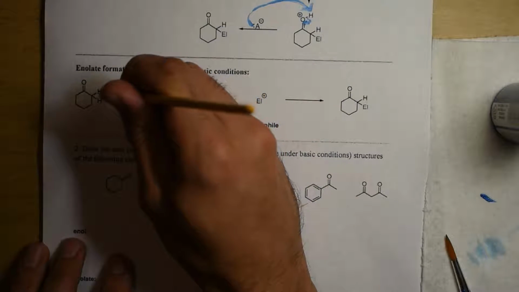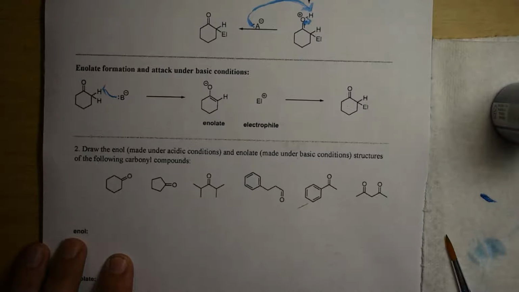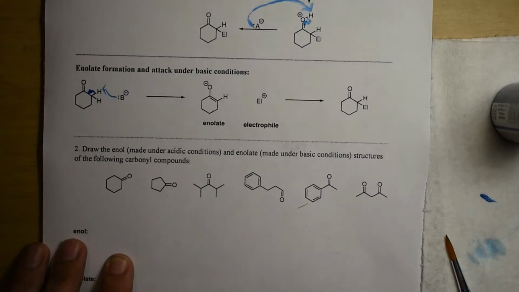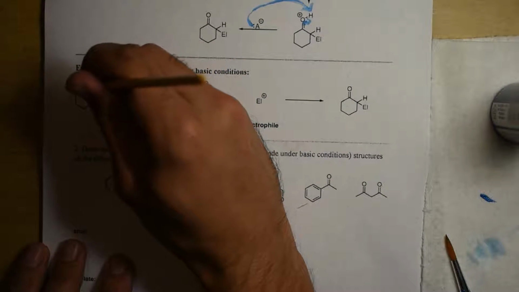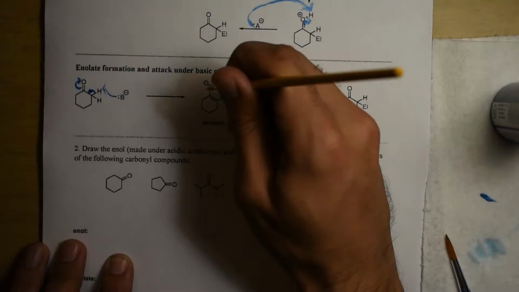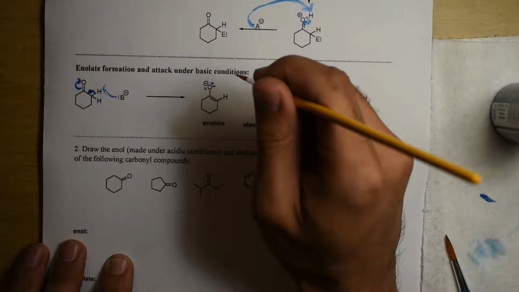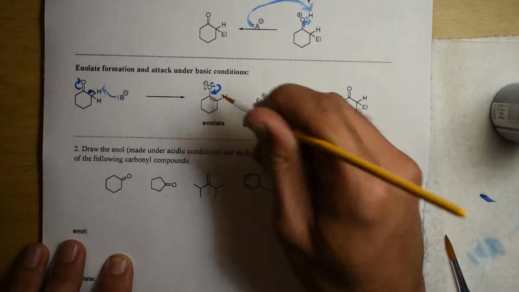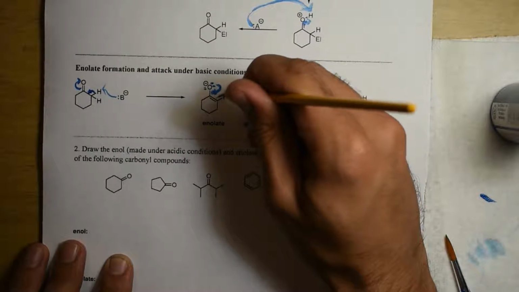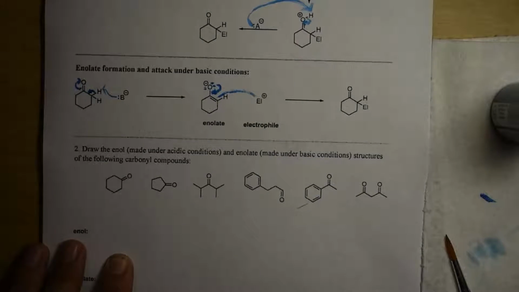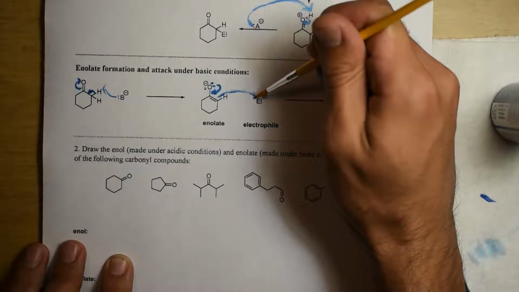In basic conditions, our base will deprotonate the alpha carbon, moving the electrons to form a double bond between our carbonyl carbon and our alpha carbon, breaking our double bond of our carbonyl and moving our lone pair onto our oxygen. Then we'll take our lone pair and just beat the devil out of them. And this will break our double bond between our carbonyl and alpha carbons, causing a nucleophilic attack onto our electrophile to give us our final product.